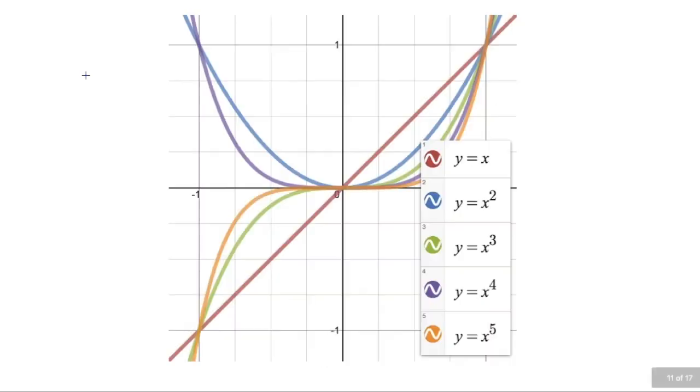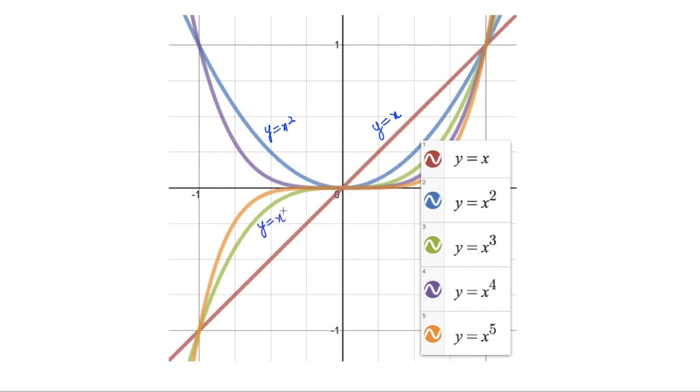Alright, now let's talk about a particular type of curve where I have included all the functions like y is equal to x, y is equal to x square, x cube, x to the power 4 and x to the power 5. You can see that this red line is representing y is equal to x. This blue one is y is equal to x square, right? And y is equal to x cube is represented by this green line because it's an odd power, so it will go in the negative direction also.